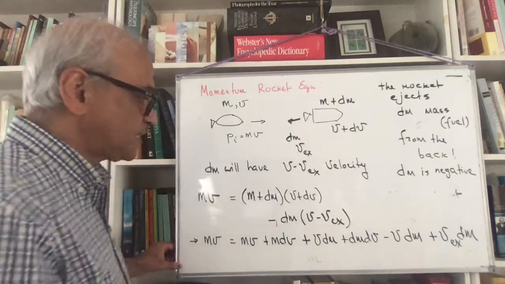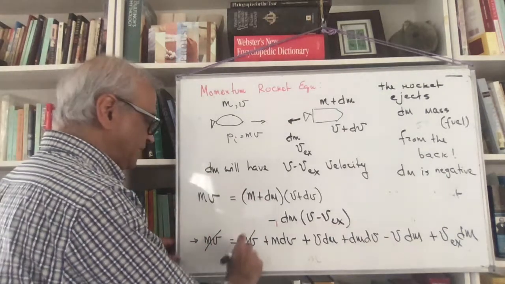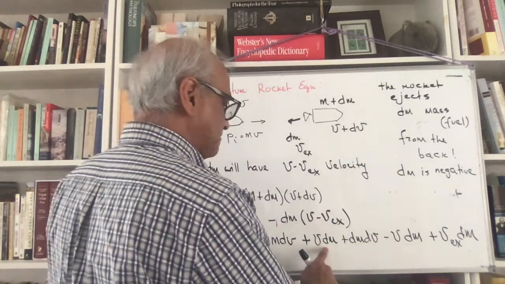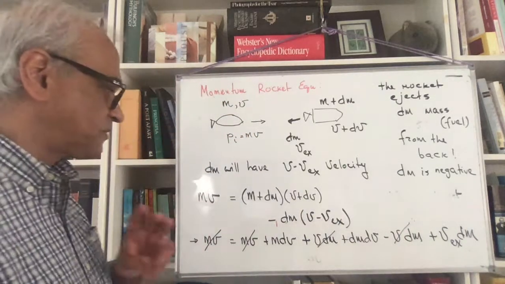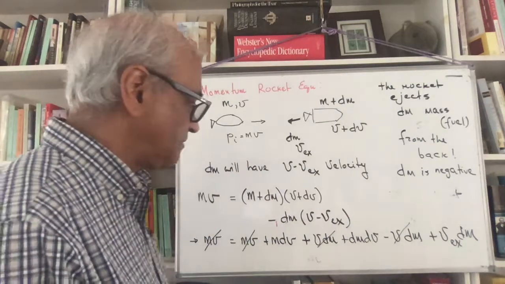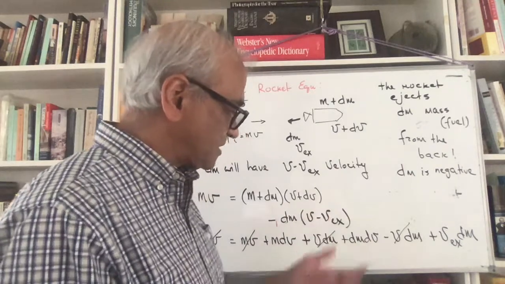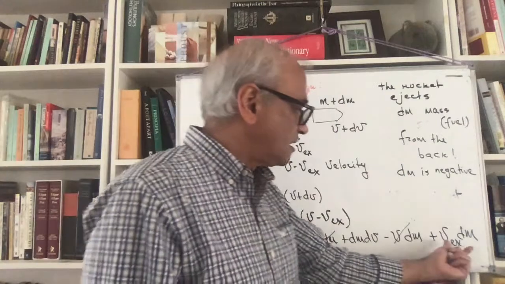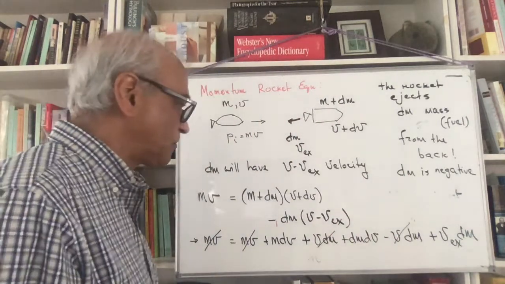A number of terms. Let's see which terms we can cancel out. Okay, so my mv cancels out, which is great, and then vdm plus vdm and minus vdm cancels out, and we're left with three terms: mass of the rocket times that increase in velocity dv, the dm, that's the amount of mass which was ejected from the backside, times the velocity increase, plus the exhaust velocity times the mass of the fuel that is ejected.